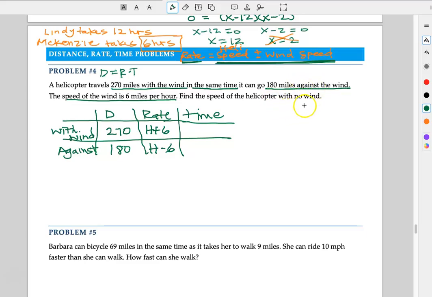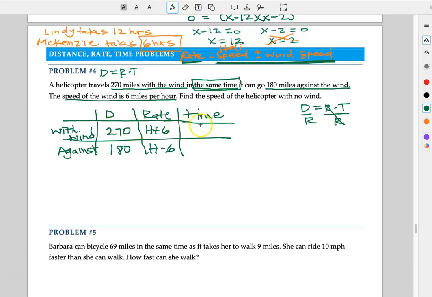So if we take this distance equals rate times time problem, all we know is it is in the same amount of time. I don't know the number of hours or anything to put here. I just know these guys have to be the same. So let's solve distance equals rate times time for time. Let's get time by itself, like we did in the last section. So let's divide both sides by r, and we can see that time is the distance divided by the rate.